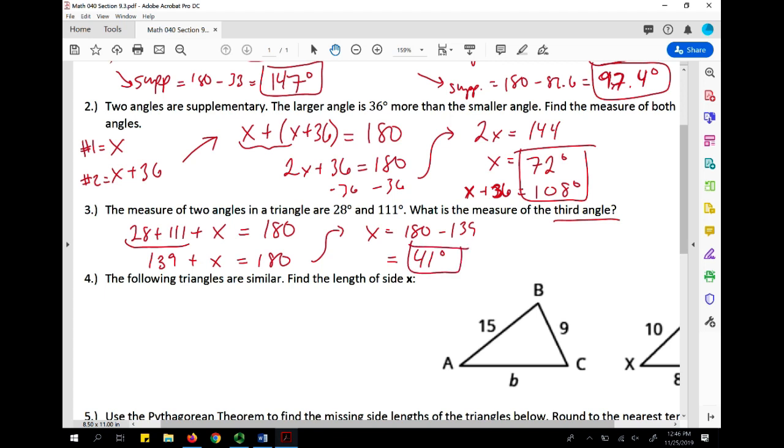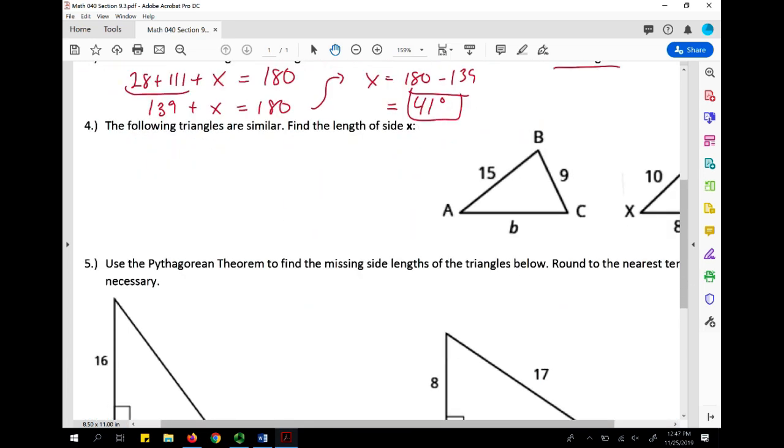Basically, you just say, well, I've already taken up this many degrees, and then what's left over is just whatever's left over from 180. Questions on that one? Not too bad.